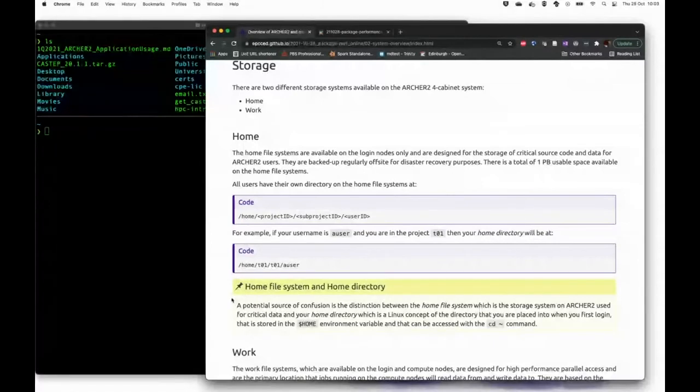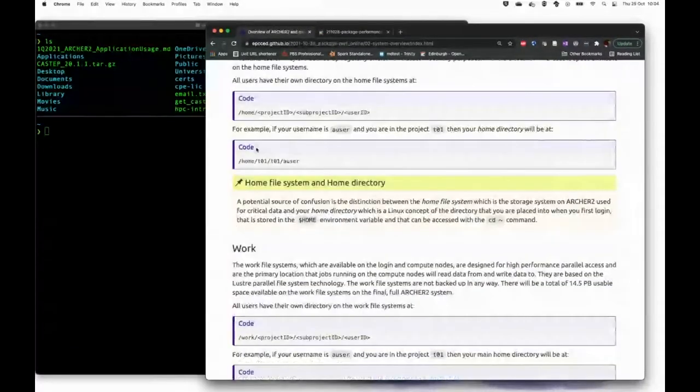One slight wrinkle I wanted to point out here is it is called the home file system, and it does contain your home directory. The home file system is the storage system on Archer 2, and your home directory is the Linux concept of a directory you're placed into when you first log in. It's stored in the HOME environment variable and accessed with cd tilde, or just cd on its own will take you home as well generally. So there is a slight difference between the home file system, which is the actual storage appliance, and your home directory, which is defined somewhere within the home file system. And we'll see this later on.